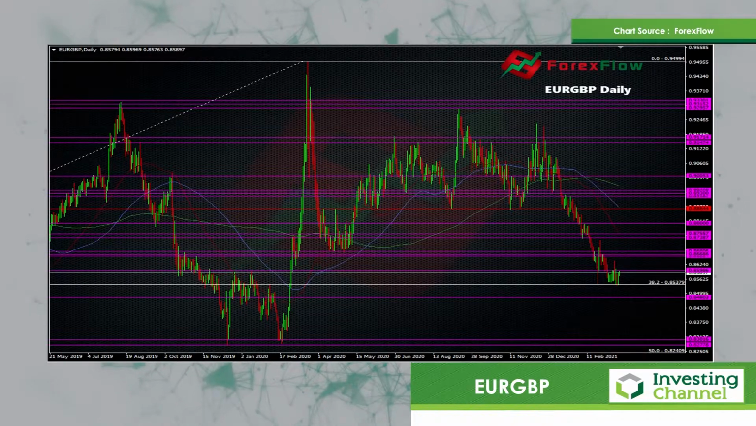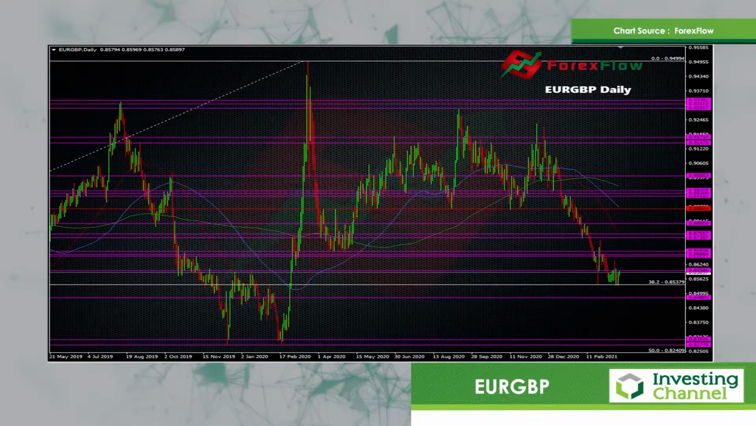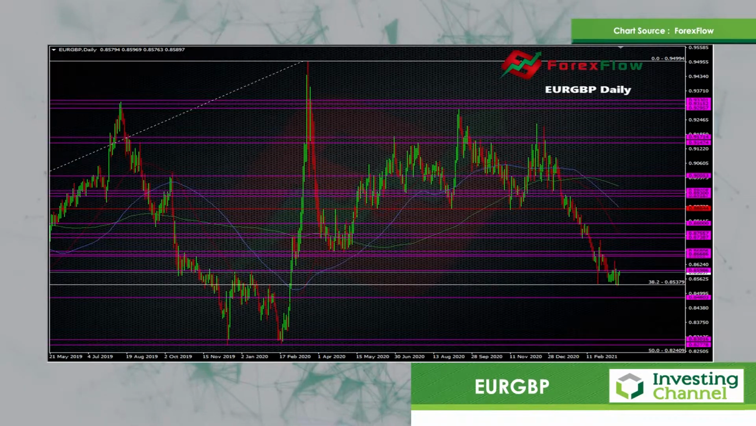Stick a sell stop in. If we do get a break, it's likely that it's going to be quite significant, and we could get a move all the way down to at least the 85 handle. That's what I'm playing for now.